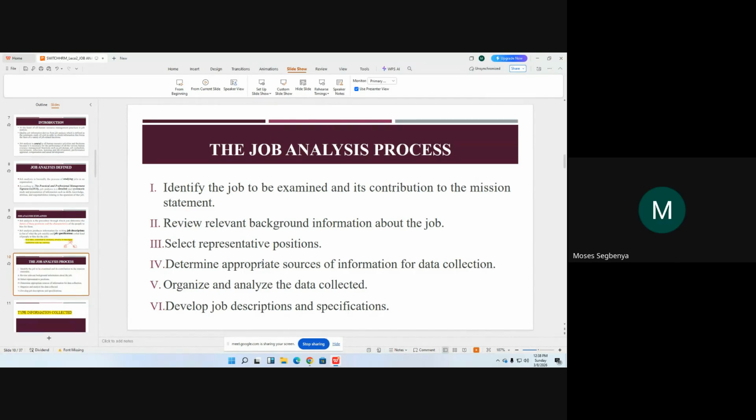Okay, so to do the job analysis, you need to follow this basic process. The first one is to identify the job to be examined and its contribution to the mission state. The second one is to review relevant background information about the job and select the representative positions, then determine appropriate.